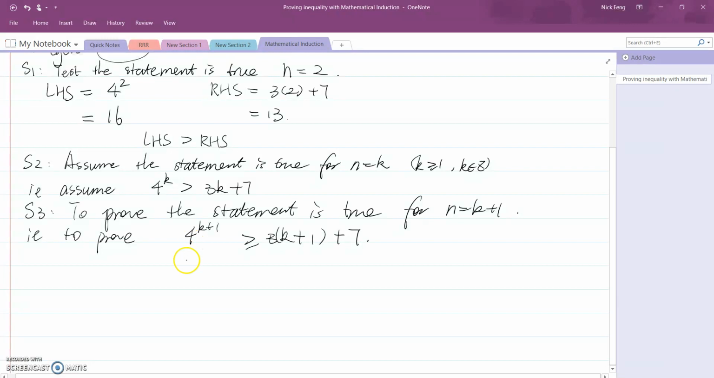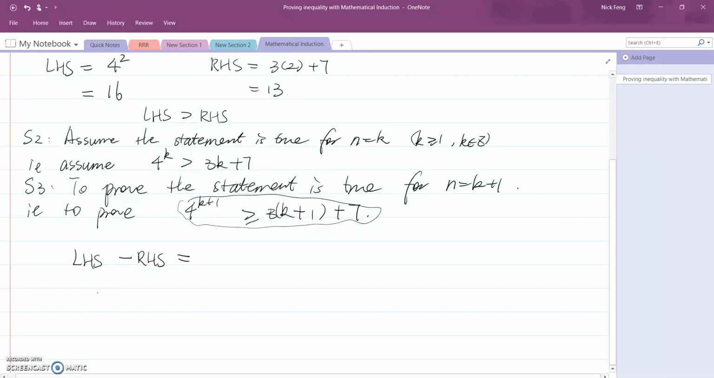So in other words, left hand side minus right hand side equals, now I know this is a little bit different from what I wrote yesterday. However, you can change whatever you're trying to prove in here into the one we did yesterday, which is 4 to the power of k plus 1 minus 3 times (k plus 1) minus 7. In that case, then you just start with left hand side because you have already changed your left hand side to that.